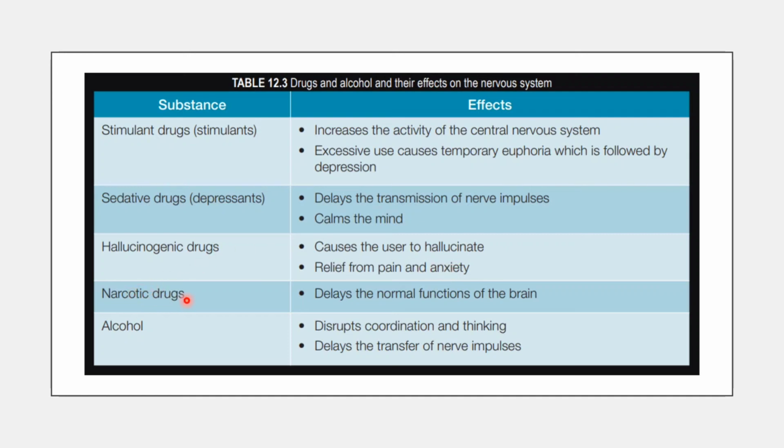Narcotic drugs delay the normal functions of the brain. And lastly, alcohol. It disrupts coordination and thinking and also delays the transfer of nerve impulses. So the reaction time and coordination of a person who consumes alcohol will be slower.